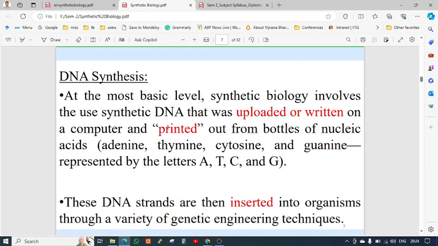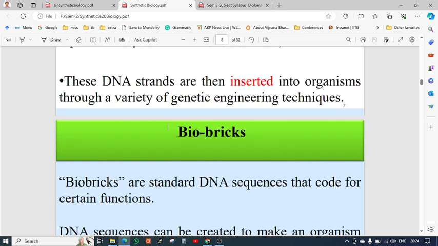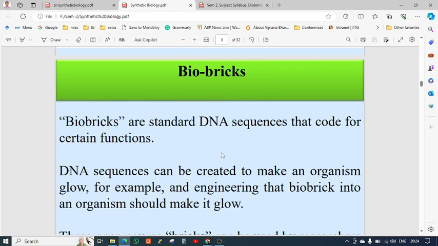First you have to design the synthesis of the DNA, then incorporate or insert that synthesized DNA into an organism with the help of genetic engineering. How this genetic engineering works, you have to go into the details; life science people may have better knowledge of genetic engineering.